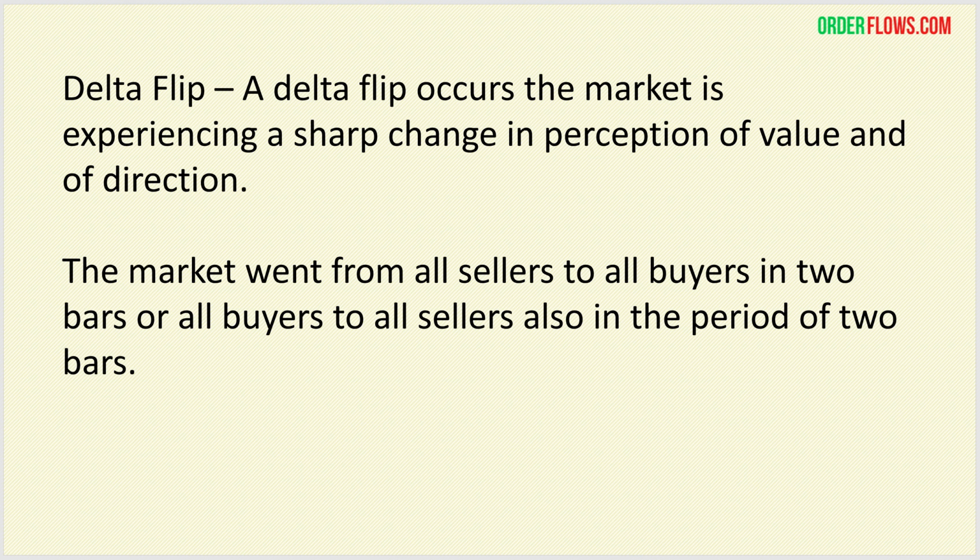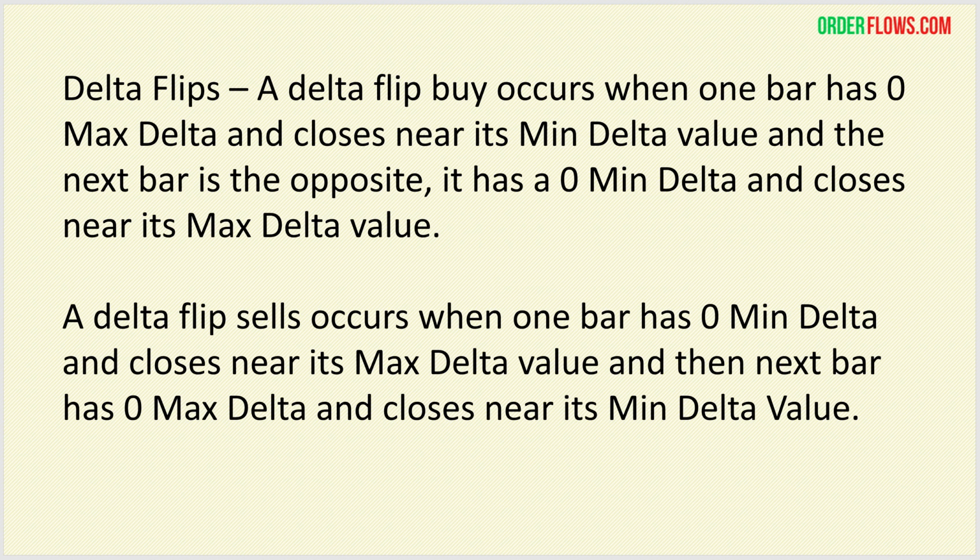And basically, a delta flip occurs when the market's experiencing a sharp change in perception of value and of direction. Basically the market goes from all sellers to all buyers in 2 bars, or all buyers to all sellers also in a period of 2 bars. But I'm going to explain a little bit later how to look at it over 3 bars. Now, okay, so a delta flip buy occurs when one bar has 0 max delta and closes near its min delta value, and the next bar is the opposite. It has a 0 min delta and closes near its max delta value.